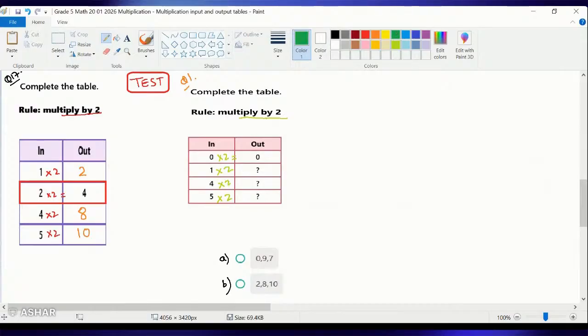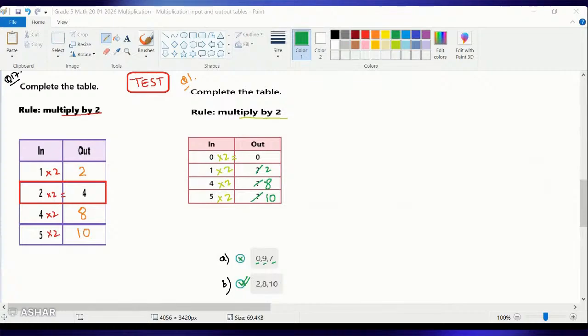We know that this becomes 2, this becomes 8, and this becomes 10. So when we compare these options, it cannot start with a 0. So we say this is not correct. And the second option is the correct option for us, right? That would be 2, 8, and 10. So let's click on 2, 8, 10. We go to the next question.